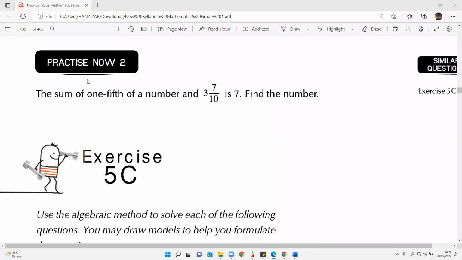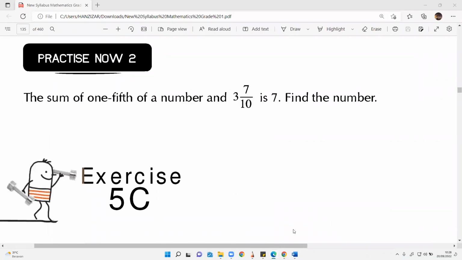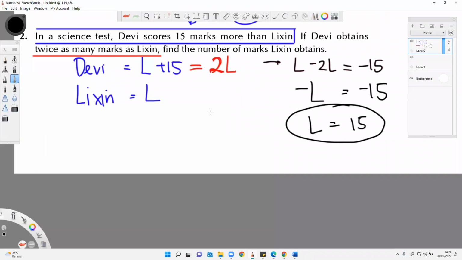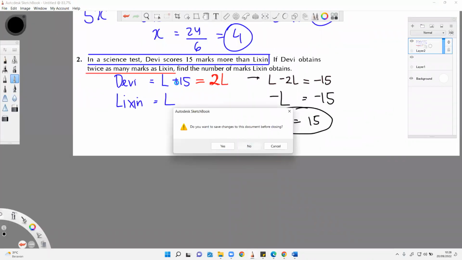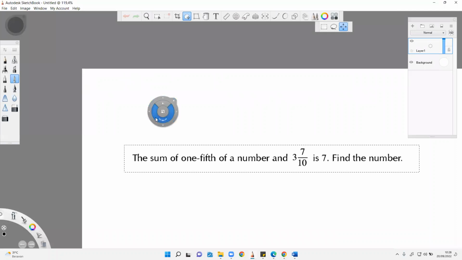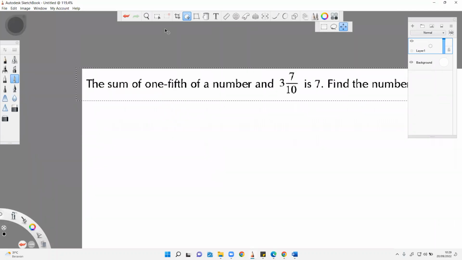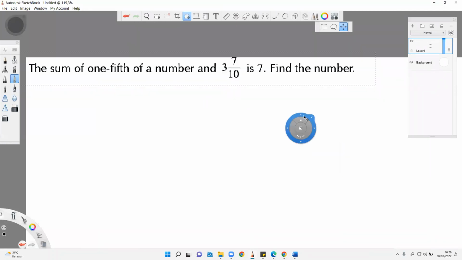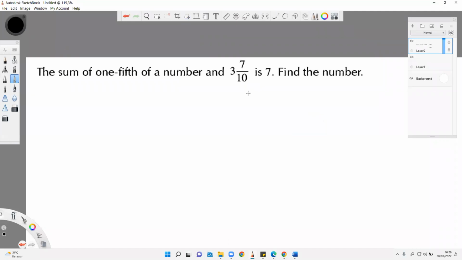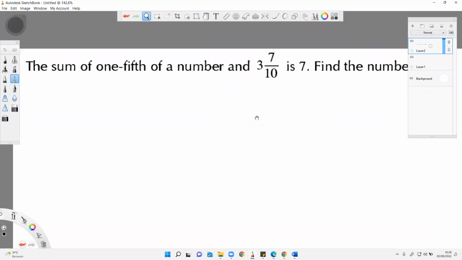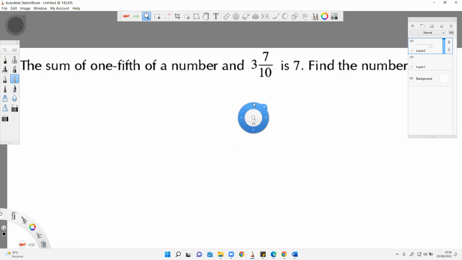So the next question, practice now before exercise 5C. Last practice now. Look, the question is simple, one line only, but it's not so easy. The sum of 1/5 of a number and 3 7/10 is 7.